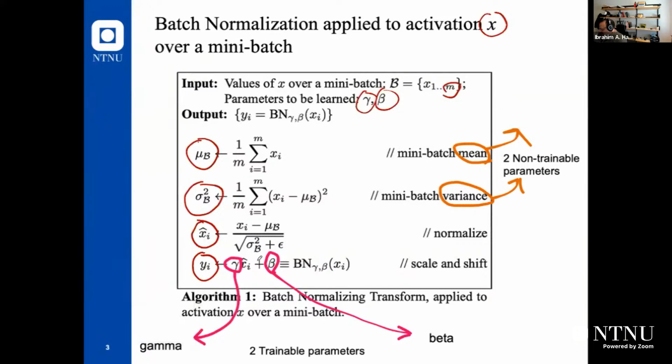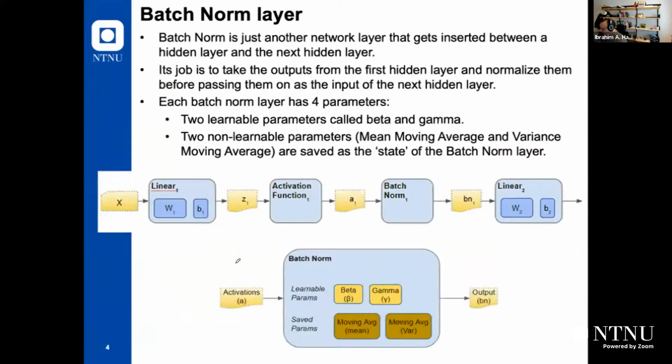Gamma and beta are trainable parameters. Mean and variance are non-trainable parameters, which we adjust by calculations. So those two parameters are non-trainable, they come from calculations, but gamma and beta come from training. We need to include those two parameters in the optimizer, right?